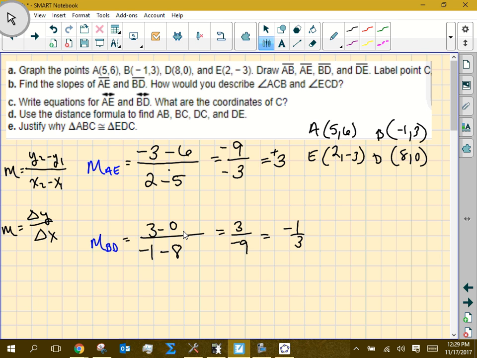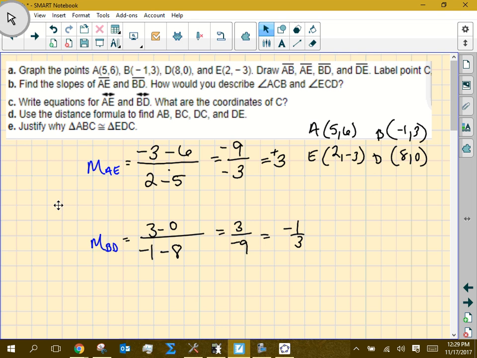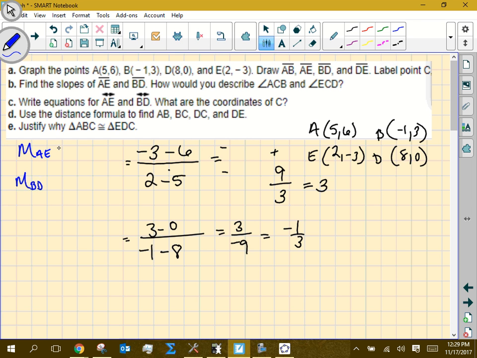This is part C. But in order to do that, we need to do the first part of C. It says write equations of AE and BD. And this is where I told you yesterday, if you forget a little bit of your algebra from last year, go back and watch the videos that I posted, and it should walk you through this. I'm going to write down what my slopes were and then erase everything. So this was 3 and this was -1/3, right?